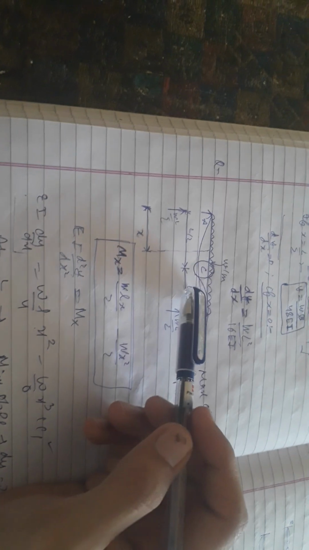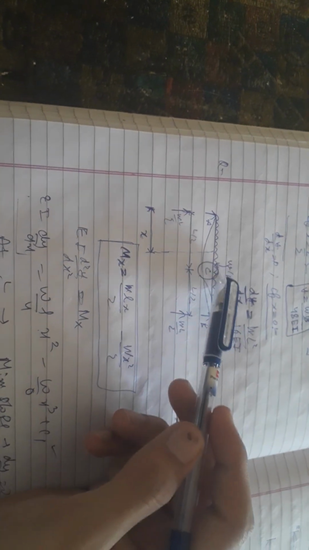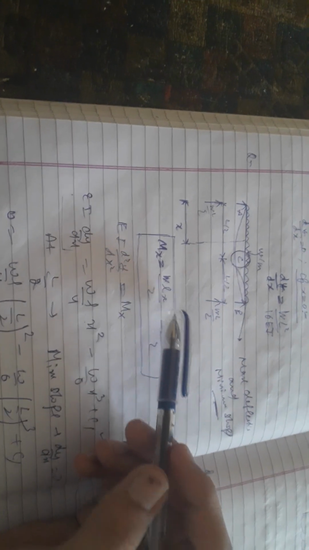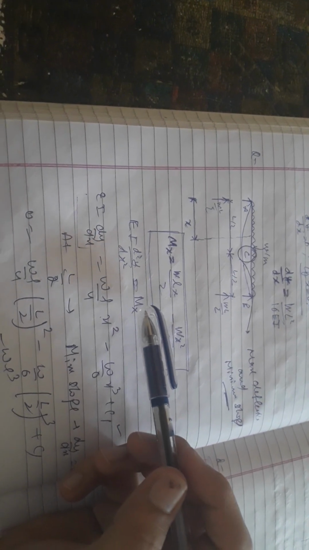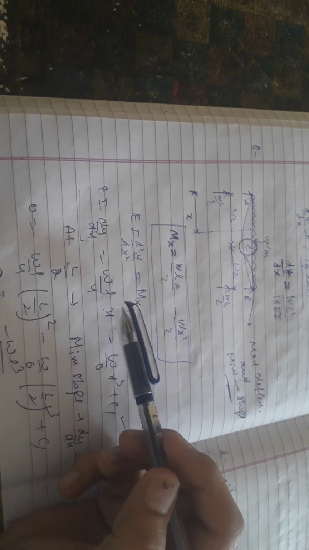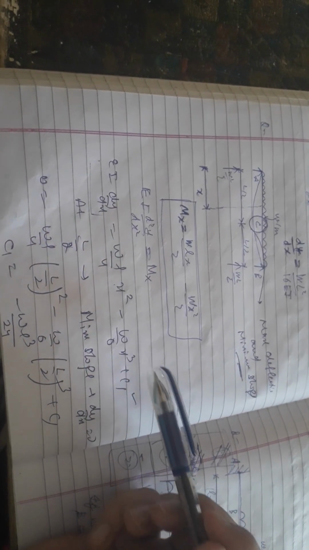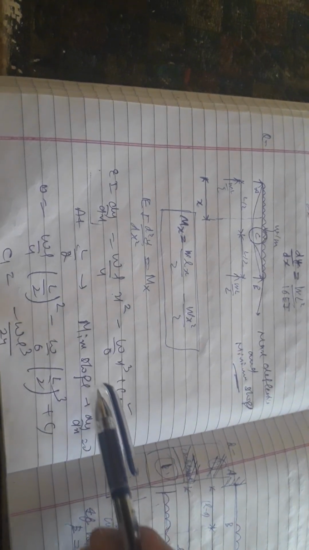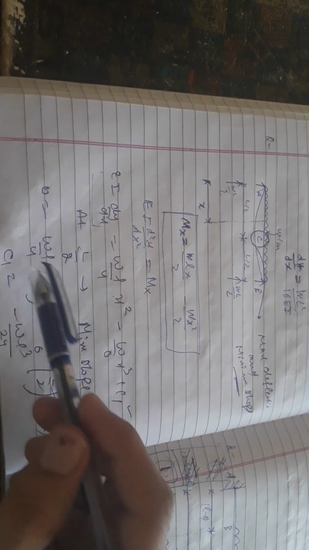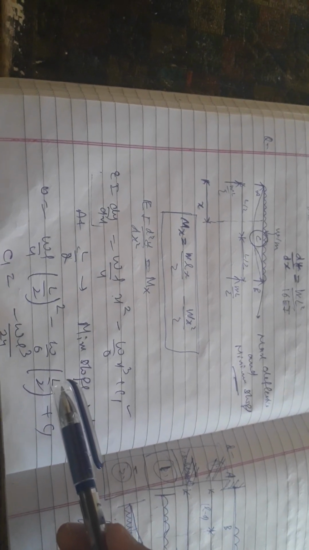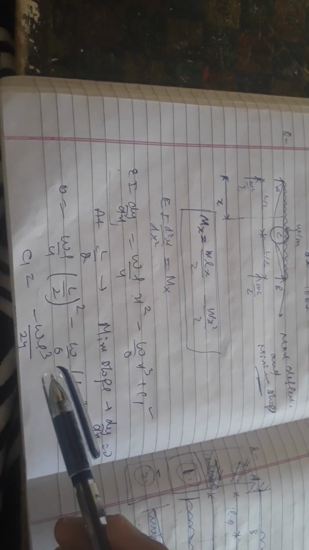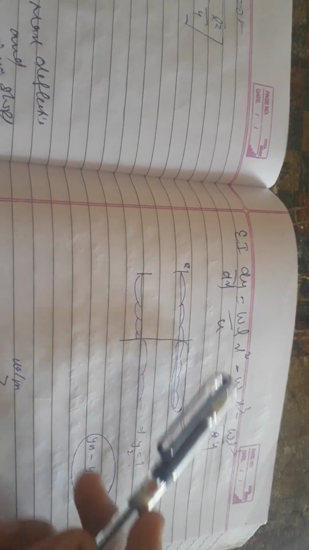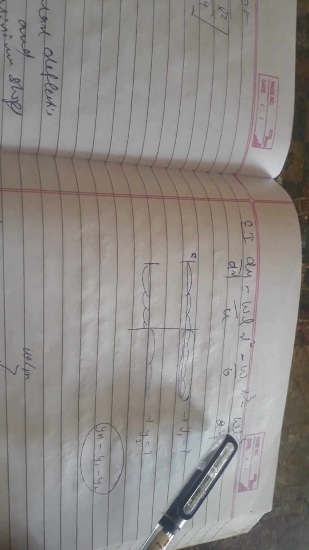Then this is at L by 2, this is A, this is C, this is B, this is W per meter. Then Mx is equal to WLx by 2 minus Wx square by 2. EI into d square y by dx square is equal to Mx, EI into dy by dx is equal to WLx square by 4 minus W by 6 x cube plus constant 1. At L by 2 the slope is minimum, which implies dy by dx is equal to 0, then 0 is equal to WL by 4 (L by 2) whole square minus W by 6 (L by 2) cube plus constant 1, which implies constant 1 is equal to minus WL cube by 24. Then EI into dy by dx is equal to WLx square by 4 minus Wx cube by 6 minus WL cube by 24.